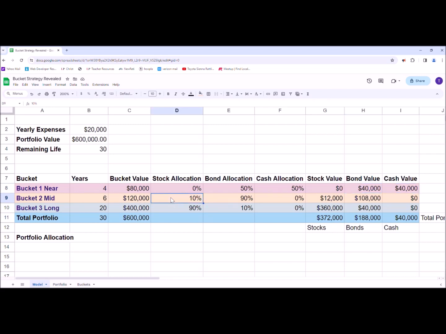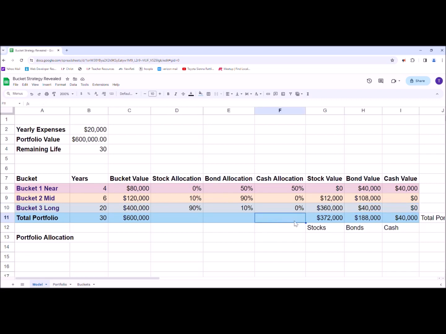Bucket 2, 10% stocks, 90% bonds, 0 cash. And here are the values of stock, bonds, cash in bucket 2. Bucket 3, 90% stocks, 10% bonds, stock value $360,000, bond value $40,000, 0 in cash.